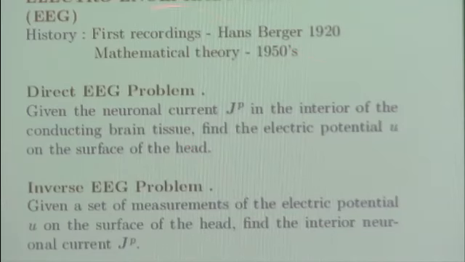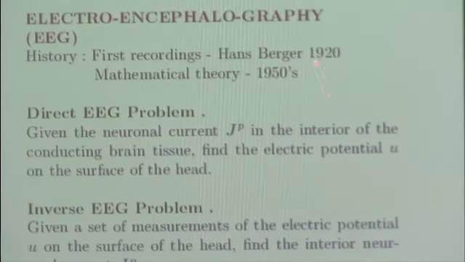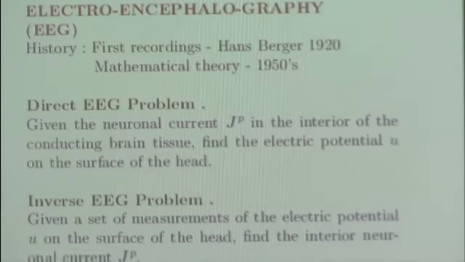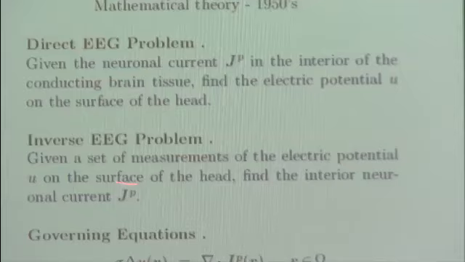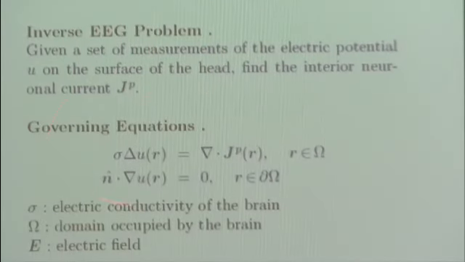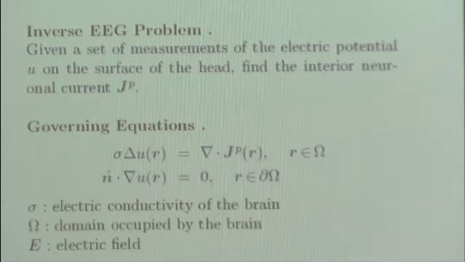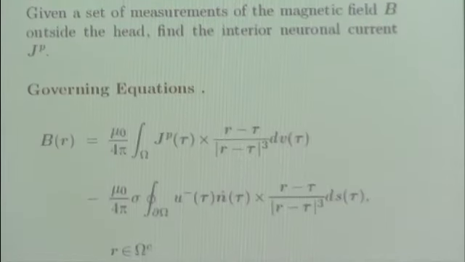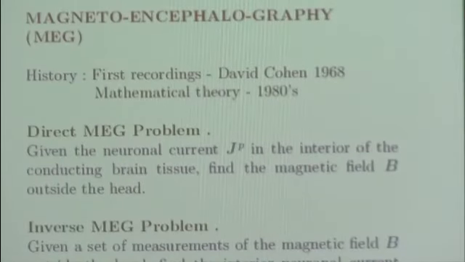Electroencephalography started with the recordings of Hans Berger in the 80s, but it became a mathematical theory in the 50s. You have the direct problem, where somebody gives you the current and asks you to find the surface potential, and the inverse, where you measure the surface potential and try to find the current. These are the governing equations. It's simple. The direct problem is well posed, but the inverse, by lack of uniqueness, is not well posed.